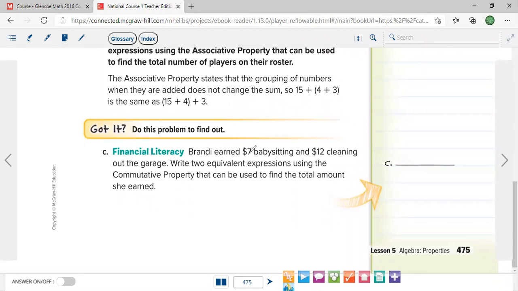Brandy earned $7 babysitting and $12 cleaning out the garage. Write two equivalent expressions using the commutative property that can be used to find the total amount she earned. Very easy problem. 7 plus 12 will be the same as 12 plus 7, you can say this is $19, and we used the commutative property. Now, moving on.